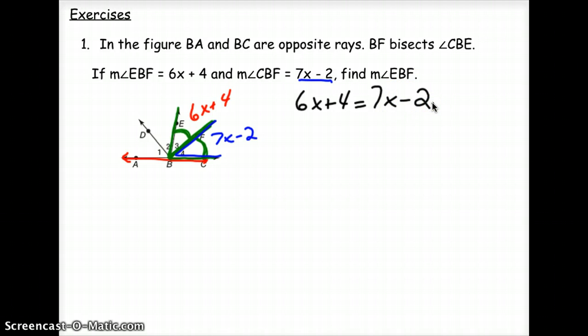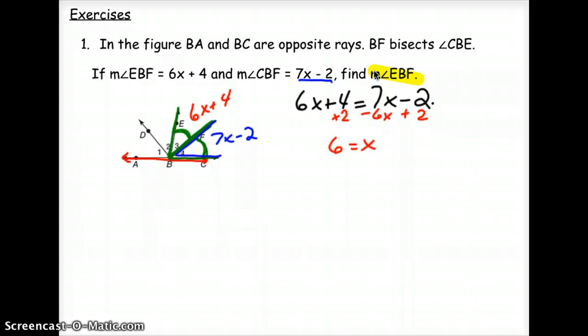I'm going to go ahead and do my algebra at this point. I'm going to move my 2, I'm going to add 2 and add 2, that's going to get me 6. I'm going to move my 6x, that's going to get me x. So x equals 6. The question is asking me to find the measure of angle EBF.